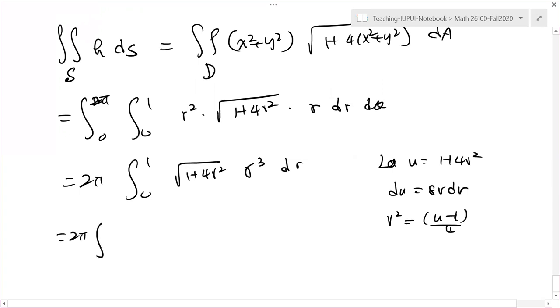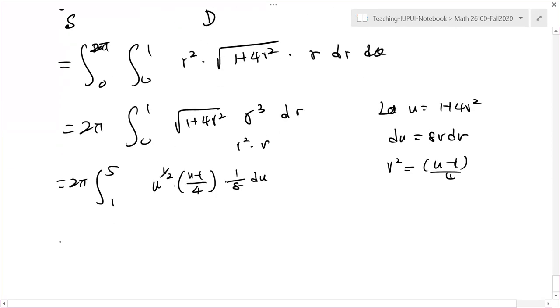All right, so when i equals 0, u equals 1. When i equals 1, u equals 5. Right, this is u to the 1/2. Now you have r squared, here's r squared times r. So r squared is going to be (u minus 1) divided by 4, and r dr is going to be 1 over 8 du.